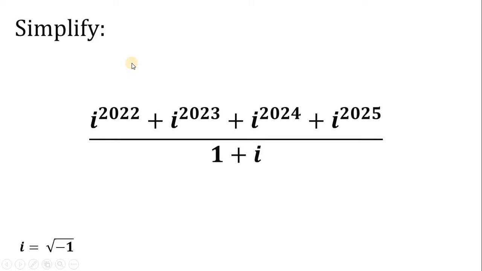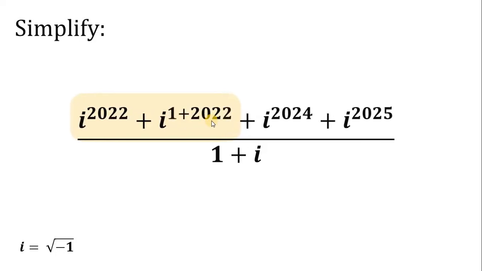So, first thing to do is to focus on these two terms, i raised to 2022 plus i raised to 2023. And take note that 2023 can be written as 1 plus 2022. Now, let's use some laws of exponent. If we have b raised to n plus m, it is equivalent to b raised to n times b raised to the power of m.